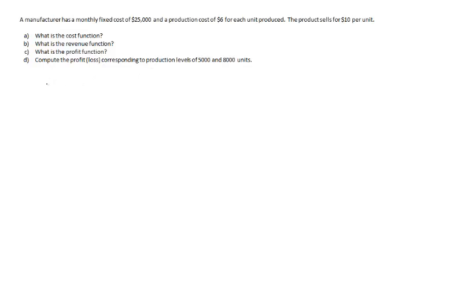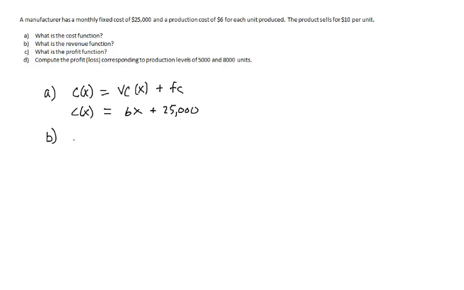So starting in part A, we want to find the cost function. And remember, our cost function is going to be our variable cost times x, the quantity we produce, plus our fixed cost. So we have our variable cost, or our production cost per unit, is $6 times x, plus our fixed cost, which is $25,000. So this is cost with respect to x.